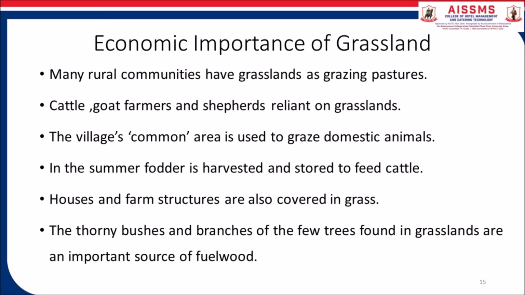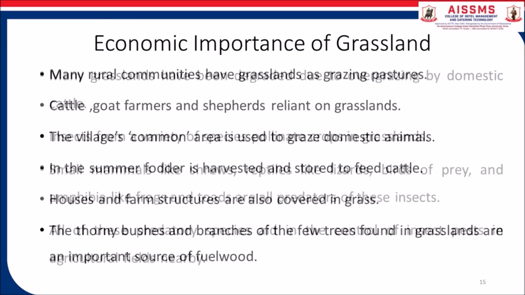For example, many rural communities have grassland as grazing pastures. Cattle and goat farmers as well as shepherds who rear sheep are heavily reliant on grassland. The village's common area is used to graze domestic animals. In the summer, when there is no grass left to graze, fodder is harvested and stored to feed cattle. Houses and farm structures are also covered in grass.